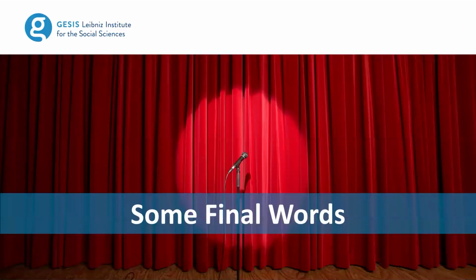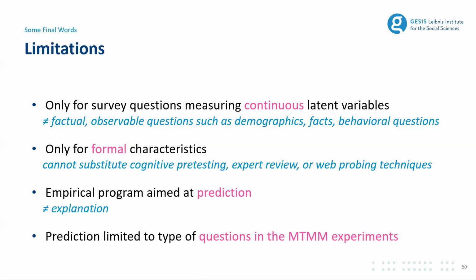Okay, wrapping up, some final words about the limitations. Of course, I think that SQP is very useful, but it has some limitations. For example, it is only meant to be used for measuring continuous latent variables. So whenever you're measuring something factual or observable, such as demographics, facts, behavioral questions, SQP is not meant for that. So please don't use it for this. The prediction will not be very accurate.